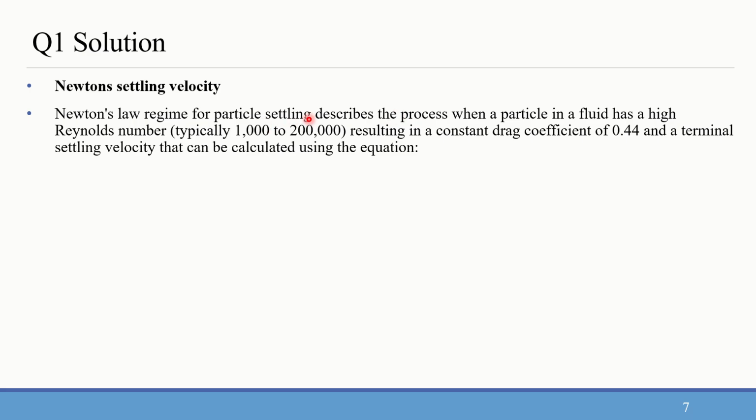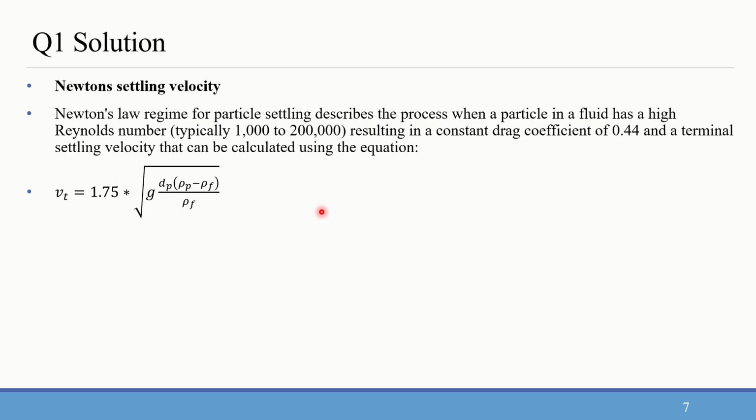So that's why we are saying that in Newton's law regime, a particle settling in a fluid has a higher Reynolds number, resulting in a constant drag coefficient of 0.44 and a terminal settling velocity that can be calculated using the equation Vt is equal to 1.75 into square root of g into dp into (rho p minus rho f) by rho f. Here again, this is what we have seen in the question as well. g is meter per second square and dp is meter, and rho p minus rho f and rho f get their units cancelled. So ultimately we will receive a terminal settling velocity in meter per second.